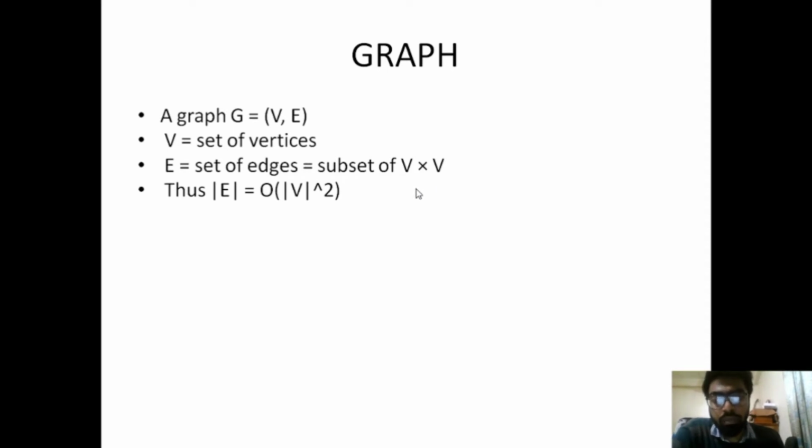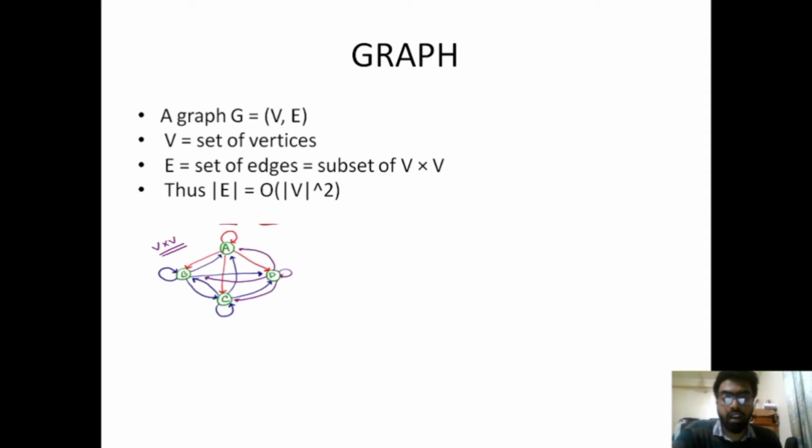Suppose we have 4 vertices in a graph. So that graph has 4 vertices. So the A vertex has 4 edges, which are A to B, A to C, A to D, A to A. So each vertex has 4 edges. So the number of vertices is 4.